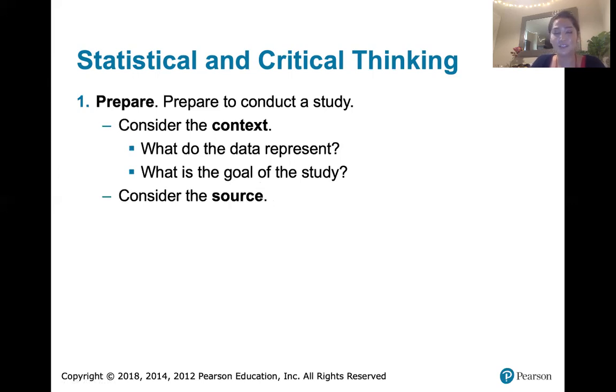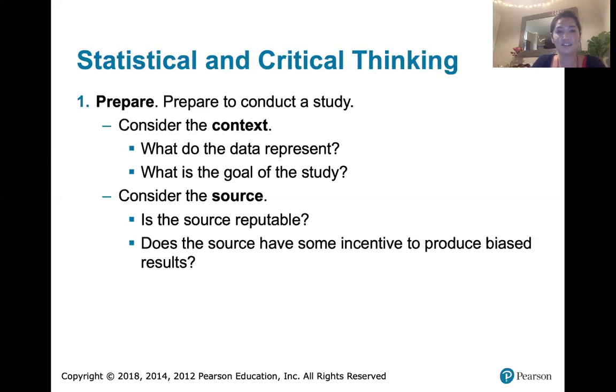Then we want to consider the source. We want to know, is this source reputable? Can we trust this source? Do they have a good reputation? Or does the source have some incentive to produce biased results? Are you reading a study about tobacco from someone who's trying to sell you tobacco? Are you reading the results of a study about higher education from somebody who has incentive to say something positive about higher education? Or are you reading the results of a study from someone who's trying to sell you something? All of those are incentives to produce bias potentially.